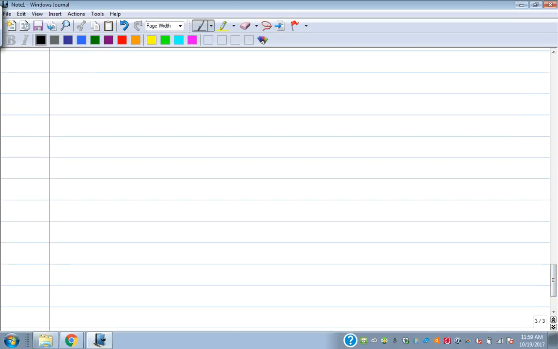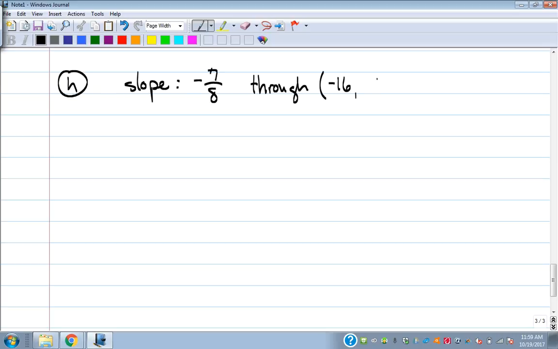Anna, you got it? All right, let's do one of the fractions. Given the slope of negative 7/8 and through negative 16, 1. Let's build the equation in standard form.